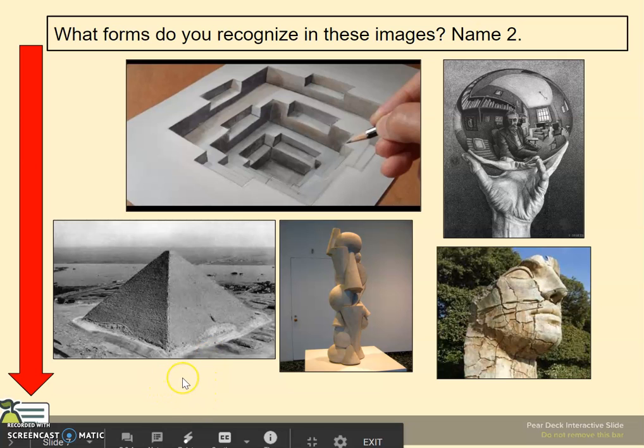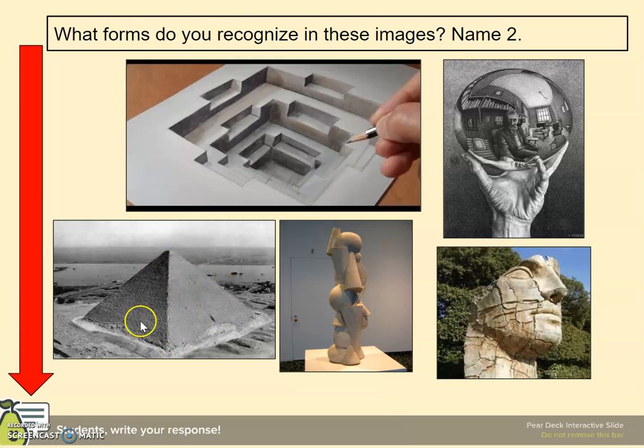Now, form can be physically 3-dimensional, like these 2 sculptures here, as well as the pyramid in real life. However, form can also be created through the use of things like values in order to give the illusion of form. Here, for example, this is an image by M.C. Escher. There is form represented within the image. The realistic shading of the hand. The sphere. What forms do you recognize in these images?